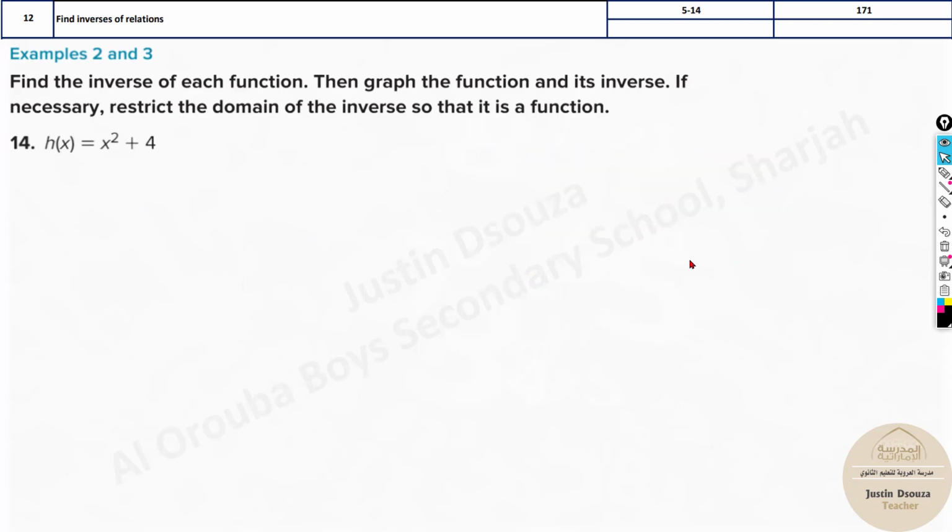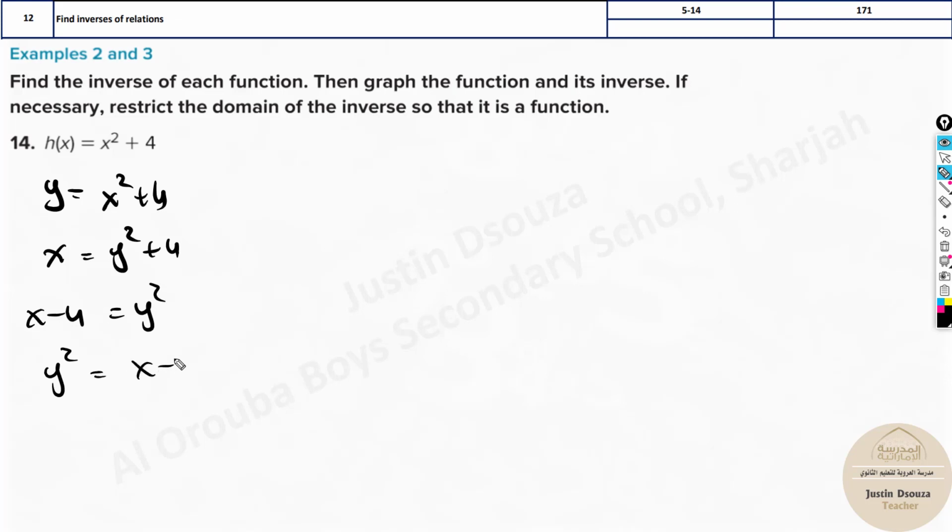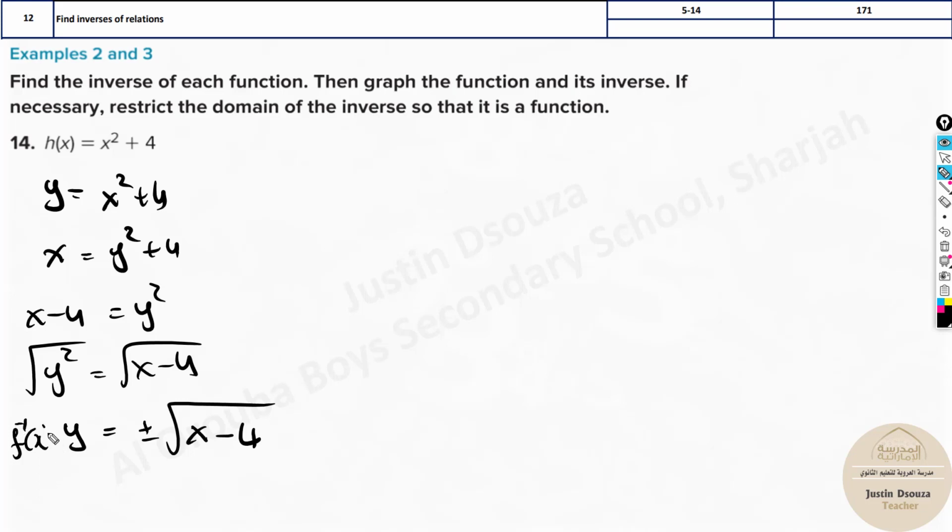Again, another square function. Find the inverse function, that is basically by writing y equals x squared plus 4, swap it, x becomes x equals y squared plus 4, take 4 to the other side, x minus 4 equals y squared. I'll write y squared first equals x minus 4, take the square root on both the sides. You will have y equals plus or minus square root x minus 4. This is equal to f inverse of x. This is the thing, f inverse value.